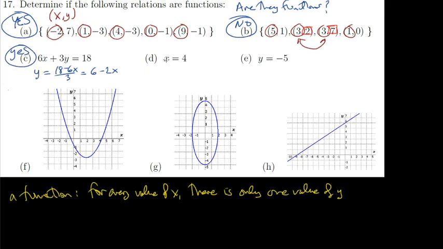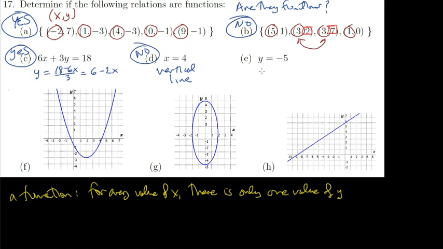Right. D. D is also a line, but it is a vertical line. When they're saying x is 4, they're saying x is 4 for every possible value of y. So, of course, the y's are all going to be different for the same x. Right. So part D is definitely no. It is not a function.